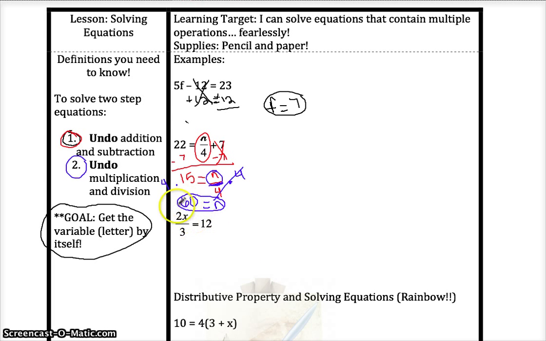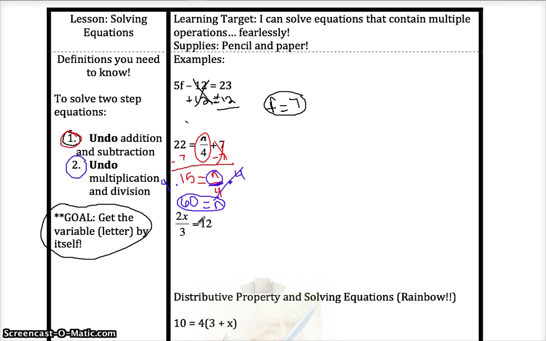All right, and then here's another example. And I'm going to do the same color coding again. So red is my undoing addition and subtraction. Well, do I have any addition and subtraction in here? Nope, I don't. So I can just skip right to purple. And I'm going to undo multiplication and division. Do I have multiplication and division in here? Yes, I do. I actually have both. Look, here's 2 times x right here. And then this is 2x divided by 3. So I actually have both.